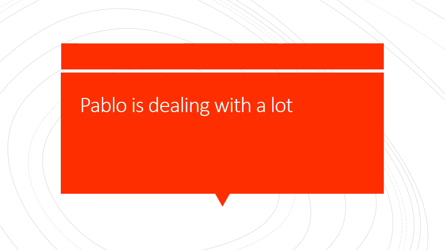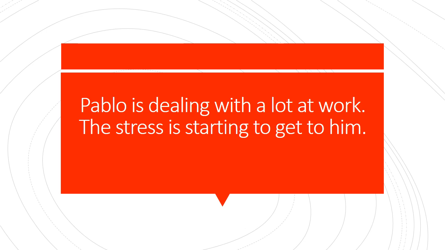For example, I could say that Pablo is dealing with a lot of work. The stress is starting to get to him. In this case, him replaces Pablo in the second sentence, but because it follows the preposition to, Pablo is actually the object being acted upon by stress, so it is now an object pronoun.